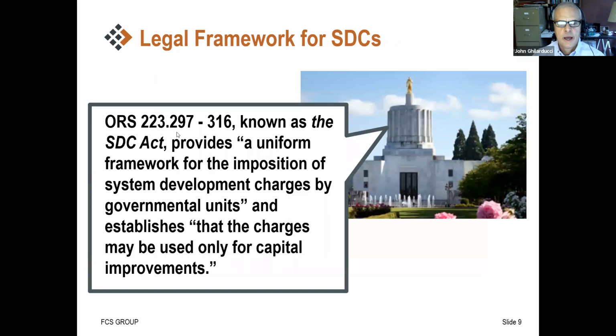I mentioned the law. It's in the ORS 223.297 through 316, and it gives us a really good rule book for what we have to consider when we calculate a system development charge, how the money can be spent, what the components of the list have to look like. And it's a protection basically for development, so that they can't be charged more than an equitable share for the costs of growth.